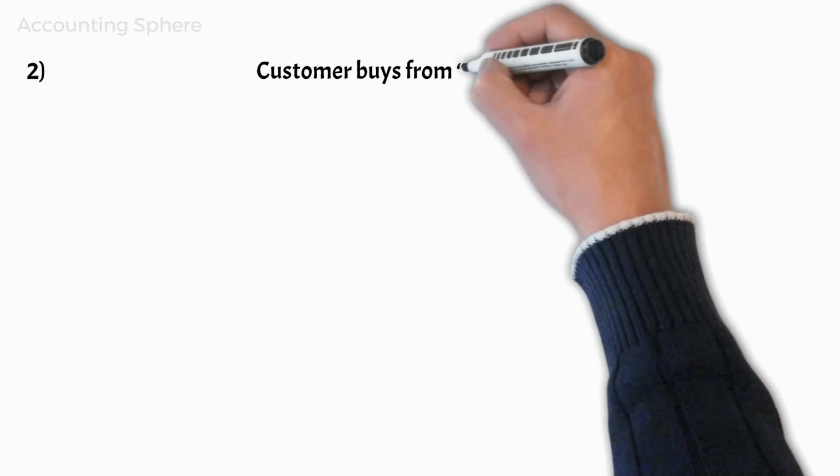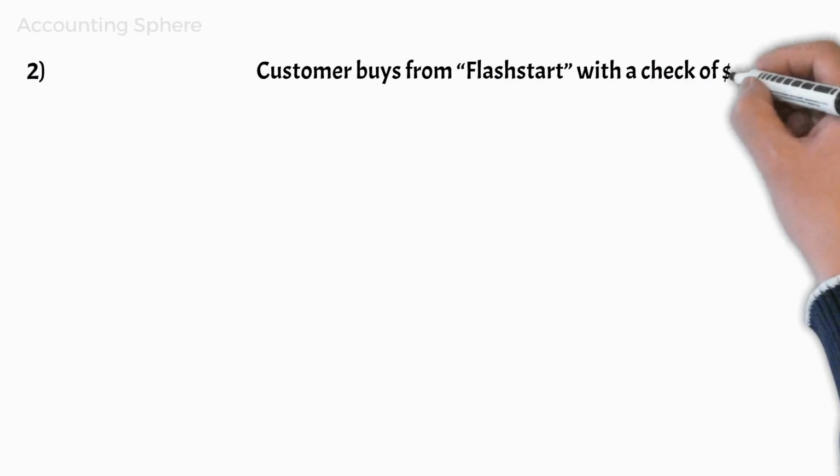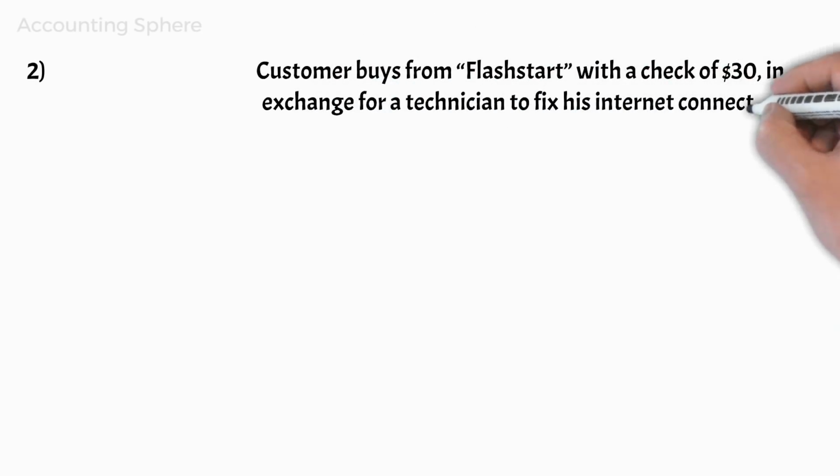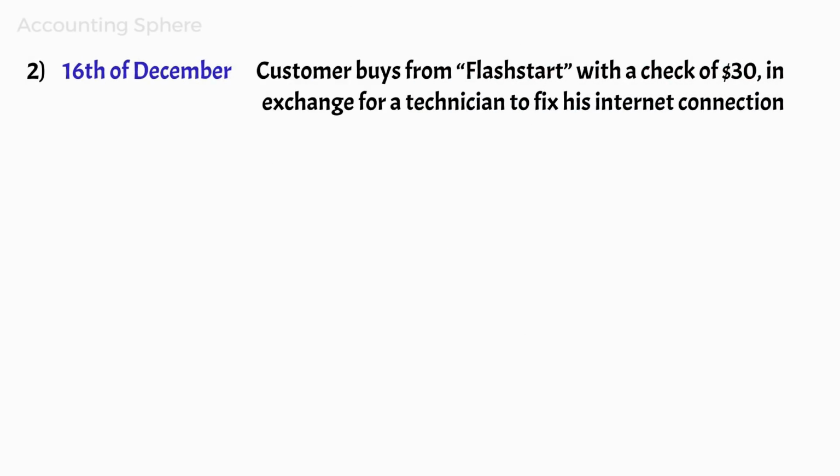Example number 2. On the 16th of December, a customer buys from FlashStart with a check of $30, in exchange for a technician from the company going to the customer's house to fix his internet connection. Because of the double entry system, we know that there must be a minimum of 2 accounts involved. One must be debited and the other must be credited.